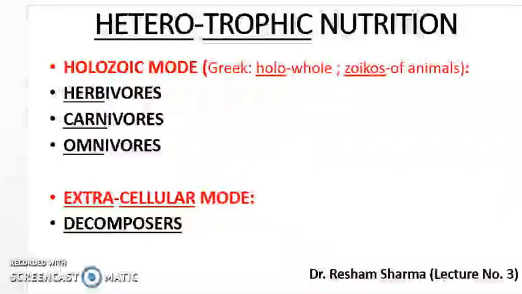Good evening, everyone. This is part 3 of the chapter Life Processes, and we are going to do a brief two-part series about different modes of nutrition. We have already covered autotrophic nutrition in the previous class. Today, we are going to discuss heterotrophic nutrition.